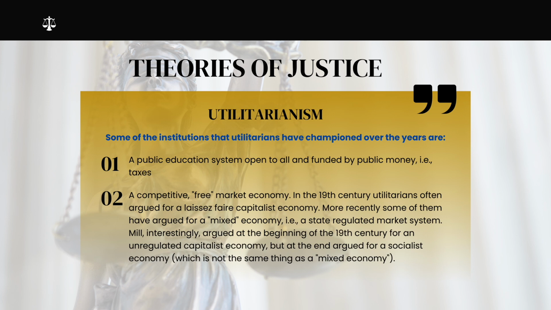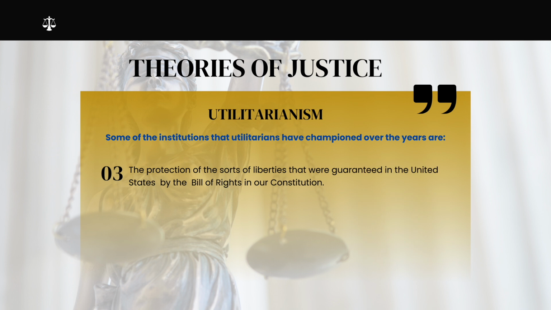Mill interestingly argued at the beginning of the 19th century for an unregulated capitalist economy, but at the end argued for the social economist, which is not the same thing as the mixed economy. The protection of the liberties that were granted in the United States by the Bill of Rights in our Constitution, democratic form of government generally, justice as fairness by John Rawls.